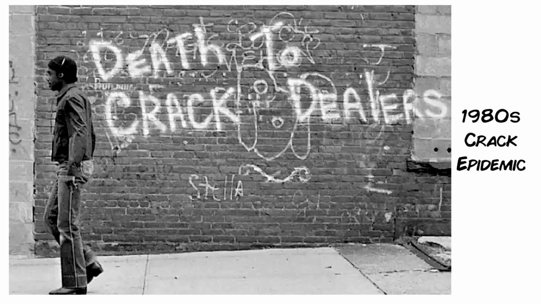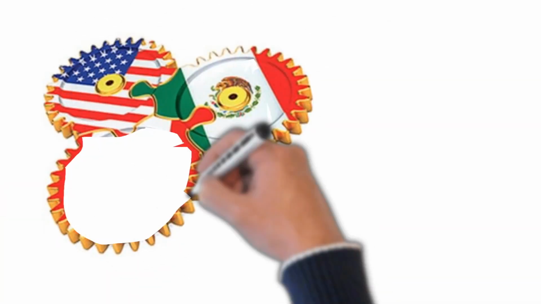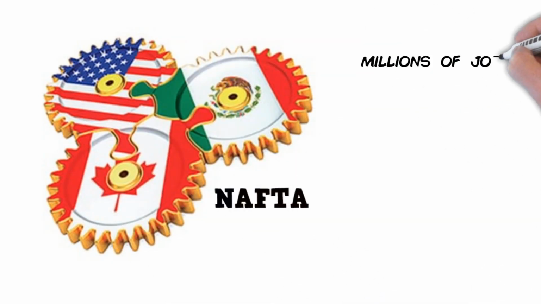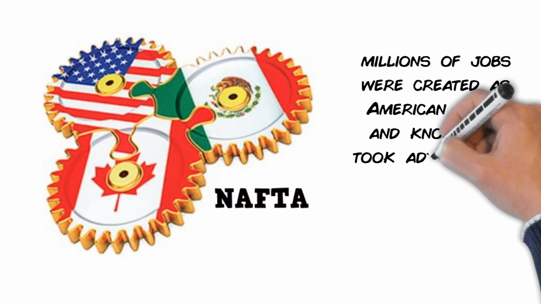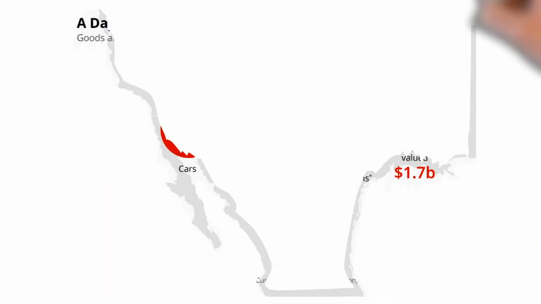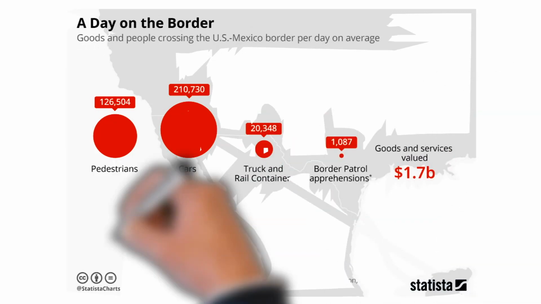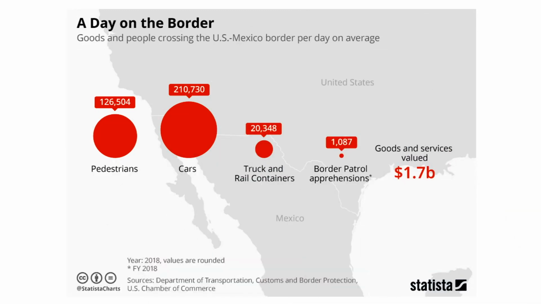Finally, the 1994 North American Free Trade Agreement ended up changing the nature of the border once again, as millions of jobs were created, as American parts and know-how took advantage of access to cheap labor on the Mexican side. This meant that the assembling of parts for appliances, textiles, and other products crossed the border multiple times before ending up in a finished product. This brought prosperity to both sides, and also a huge opportunity for smuggling. Every day, millions of goods come across to meet American demand, but not all are supposed to.